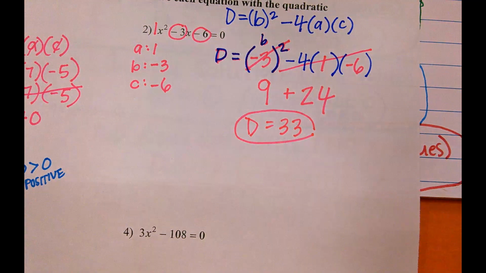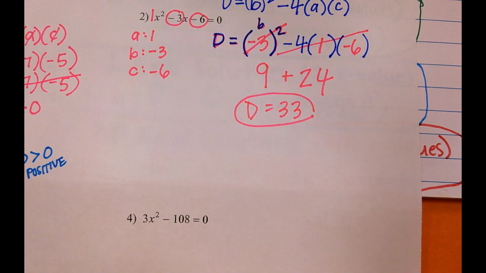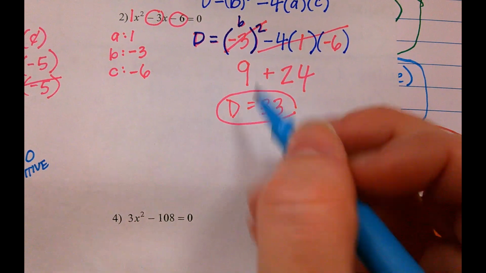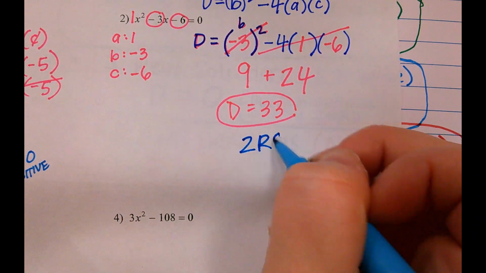What do we want? How many real solutions? 2. The discriminant is positive. It's bigger than 0. So there are 2 real solutions.